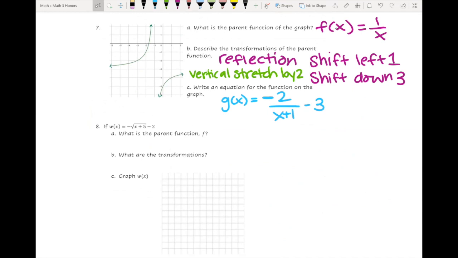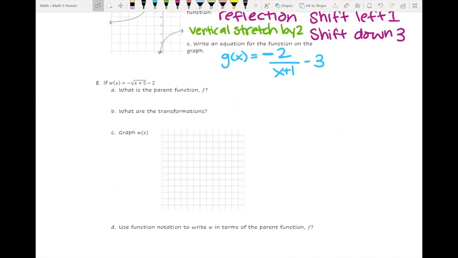Last one here, if w of x equals -square root of x plus 5 minus 2, what is the parent function? So first things first, I'm going to identify all the transformations. Let's see, I've got that negative, I've got addition and subtraction, those are transformations. Without the transformations, the only thing I have left is the square root of x. So they said to call it f, so my f of x function is the square root of x. That's the parent function.